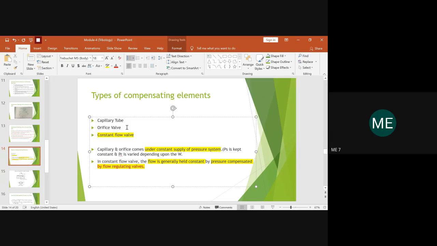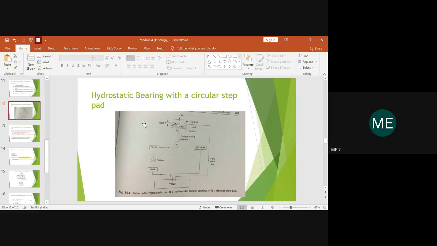So these are the three types of compensating elements which could be used in this section of a hydrostatic bearing. Based on the requirement or the load condition, you can fine tune the type of compensating element used, so that there is no difficulty in getting the required PR value. That is the main agenda.